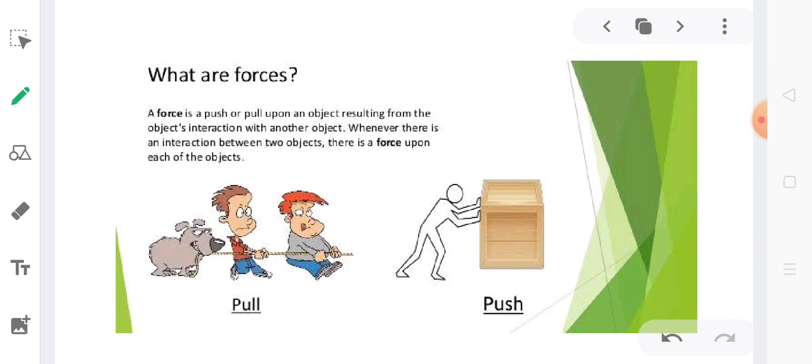A push or pull is called a force, but now we can slightly modify this definition and say that it is a push or pull upon an object resulting from the object's interaction with another object. Whenever there is an interaction between two objects, there is a force upon each of the objects. Now this is a very important point. Whenever there is an interaction between two objects, there is a force upon each of the objects. So this is the basic definition of force.